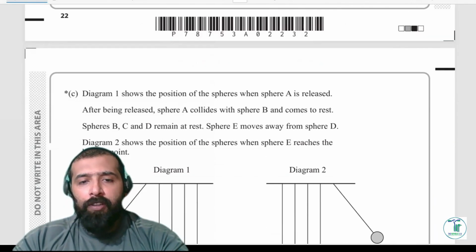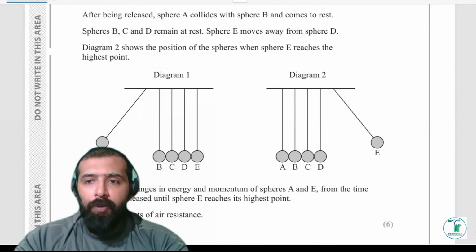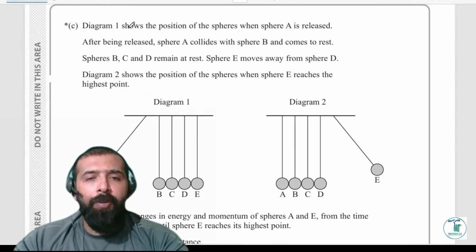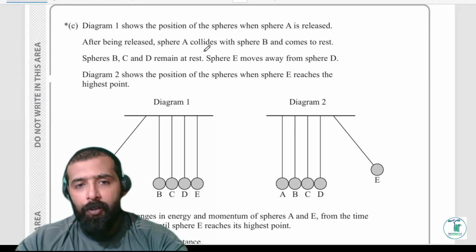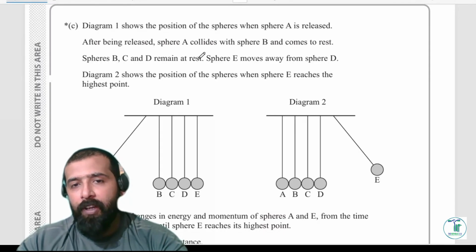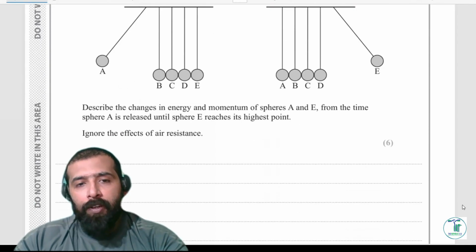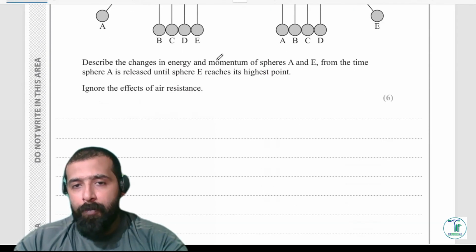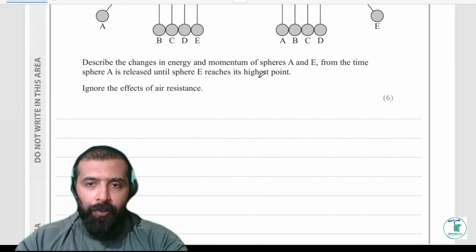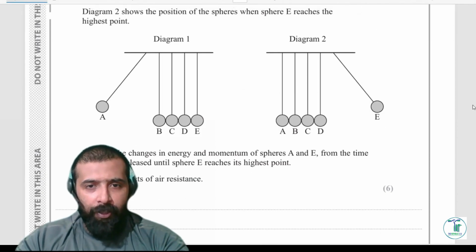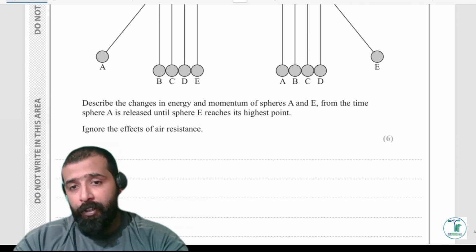So now we have got this diagram number C. We've got all these diagrams. Diagram 1 shows the position of the sphere when the sphere A is released. After being released, they all collide. BCD remains at rest. E moves away from the sphere D. Diagram 2 describes the changes in energy and momentum of the sphere A and E from the time sphere A is released until sphere E reaches its highest point. Ignore the effects of the air resistance. So we just need to ignore the effects of the air resistance. This is a 6-marker question.